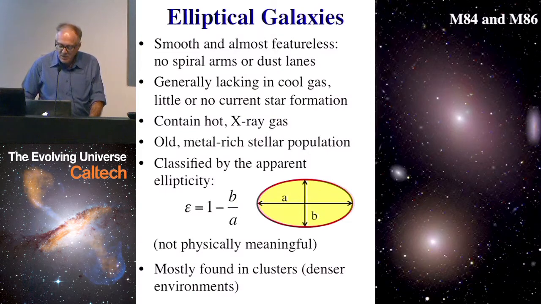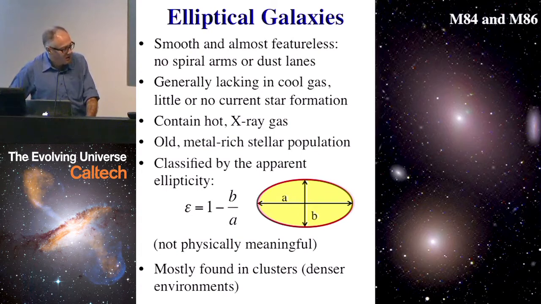So they're very smooth, symmetric, as the name implies, they are elliptical. Here are two other big ellipticals in the Virgo cluster.